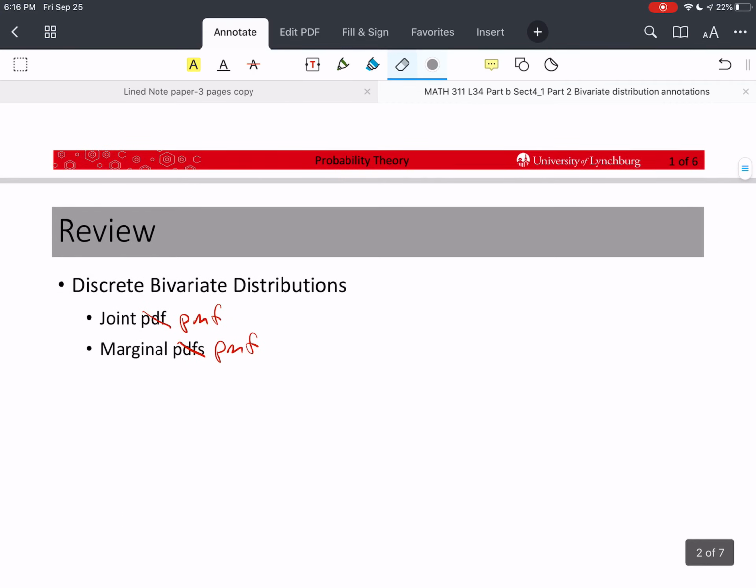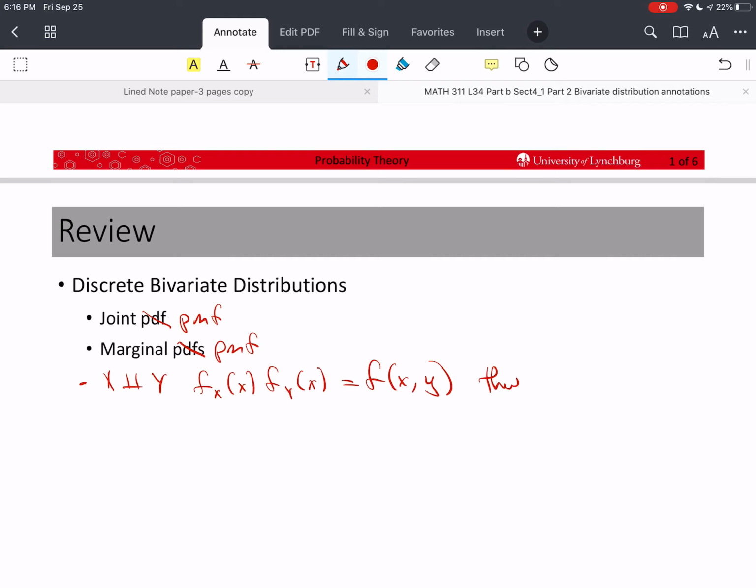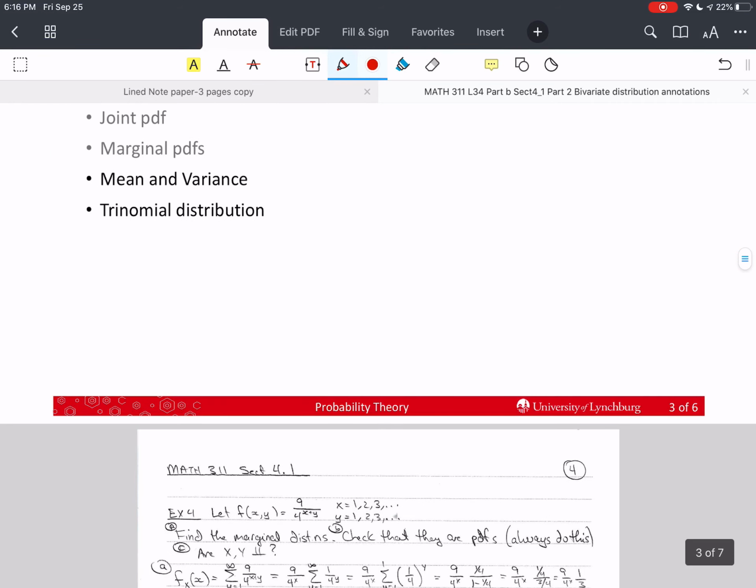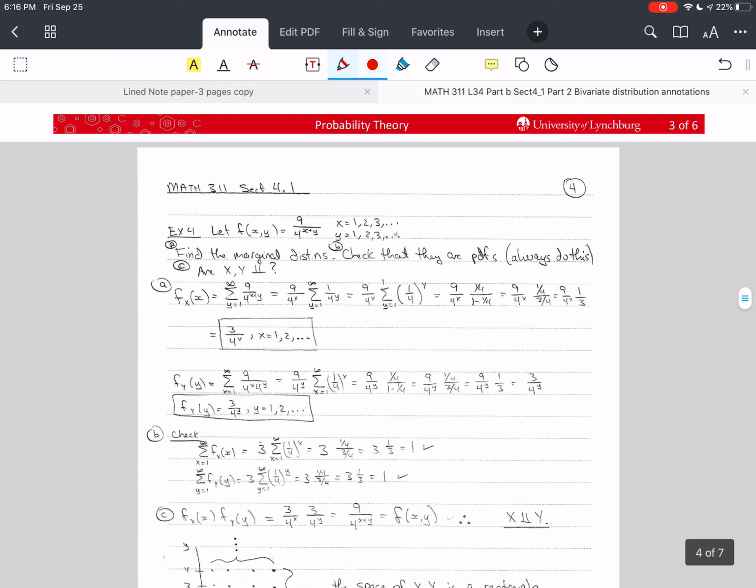So last time we talked about the joint PMF and marginal PMFs, and we started talking about independence, X independent of Y. We did the definition: f of x times f of y equal to the joint f of x, y. Then X and Y are independent. I've already got that written, so we'll just leave it. Okay, so that's the definition. And we'll talk about the mean and variance today, and the trinomial and multinomial next time, I believe.